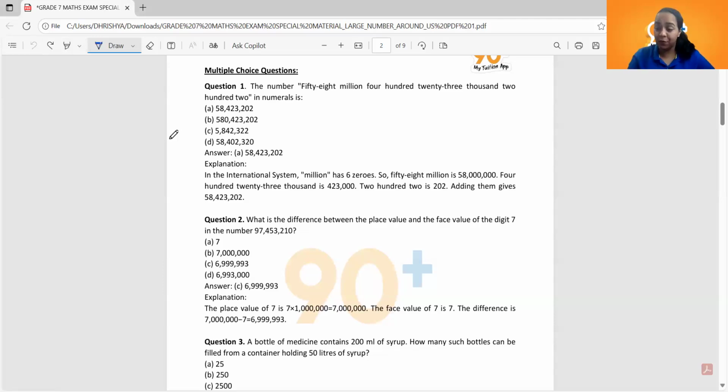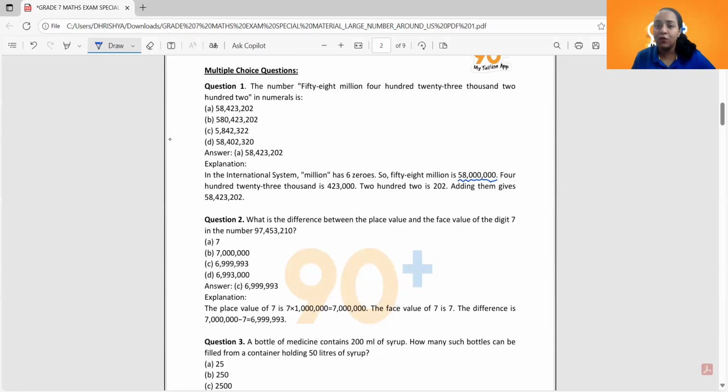Okay, we have different type of questions. So first one is a multiple choice question. So what is it? You have to write this number, that is 58,423,202 in numerals. Okay, so it's million. So it's the international system of numbers. So what does a million have? Million has 6 zeros. So 58 million will have 58 followed by 6 zeros.